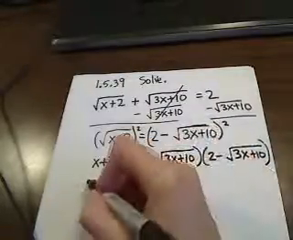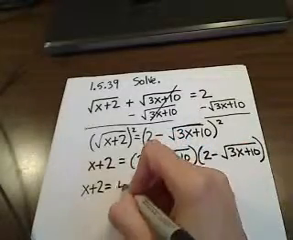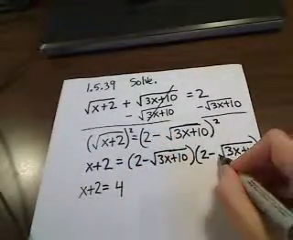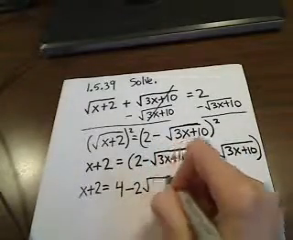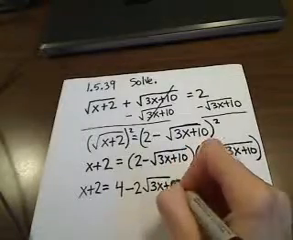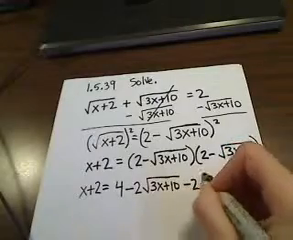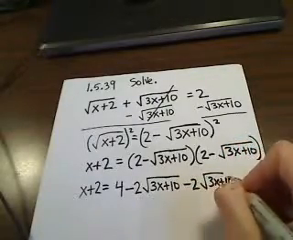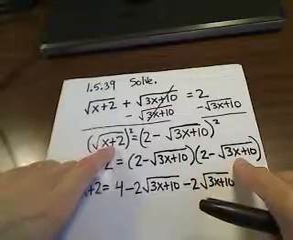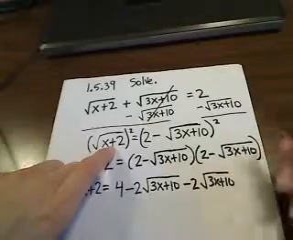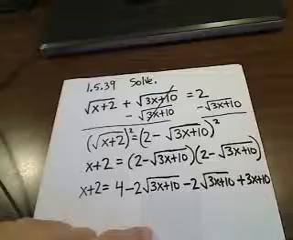So when I FOIL, the first is 2 times 2, so I'm going to get a 4. The outside, 2 times the negative radical 3x plus 10, the 2 is going to stay on the outside. Same thing with the inside. I've got a negative and I've got a 2, so it's going to be a negative 2 radical 3x plus 10. And then here, when I multiply a radical times a radical, it's the same thing as having the radical squared. So this 3x plus 10 is actually going to pop out, and it's going to be positive.